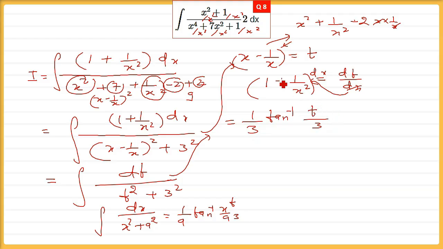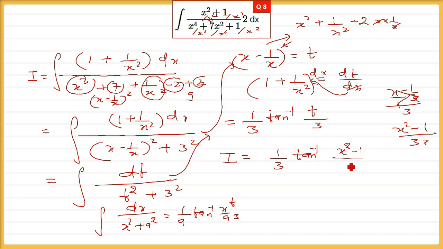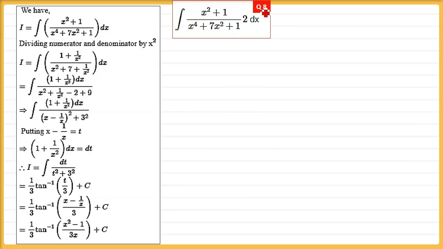What was t initially? It was taken as x minus 1 by x. So let's solve what is inside tan inverse. So x minus 1 by x by 3 will be x square minus 1 by 3x, 3 multiplied by x. The final answer will come like this: 1 by 3 tan inverse x square minus 1 divided by 3x plus constant of integration. So this is how it can be done.